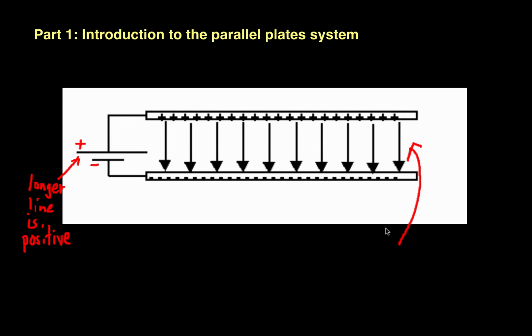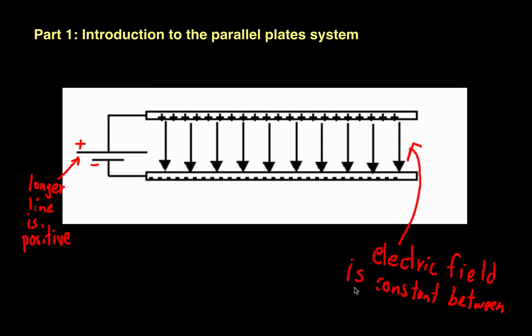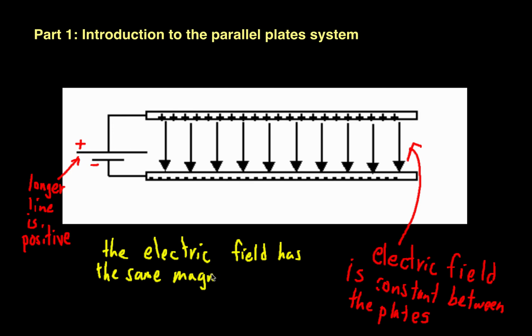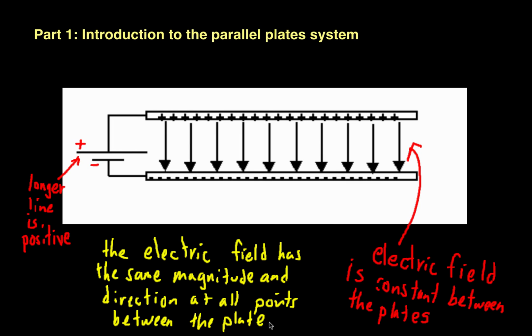Because the two plates have a different charge, there's always an electric field between the two plates. What makes the parallel plate system unique is that this electric field is constant between the two plates. This means that the electric field has the same magnitude and direction at all points between the plates. You'll also note that the electric field always points from the positive plate to the negative plate.